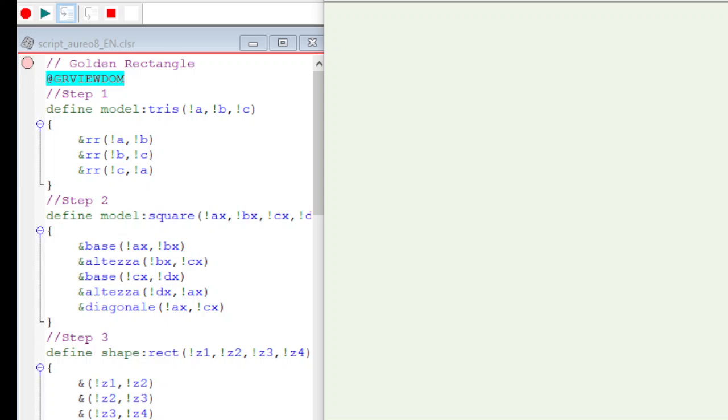Step 2. Definition of quadrangular ontology. We proceed with the definition of the model square. Unlike the triangle, this model imposes specific semantic constraints. The relations are not generic, but qualified as base, height, and diagonal. This model acts as a structural validator. It defines the necessary conditions for four instances to be logically considered a rectangle or a square within the relational space.